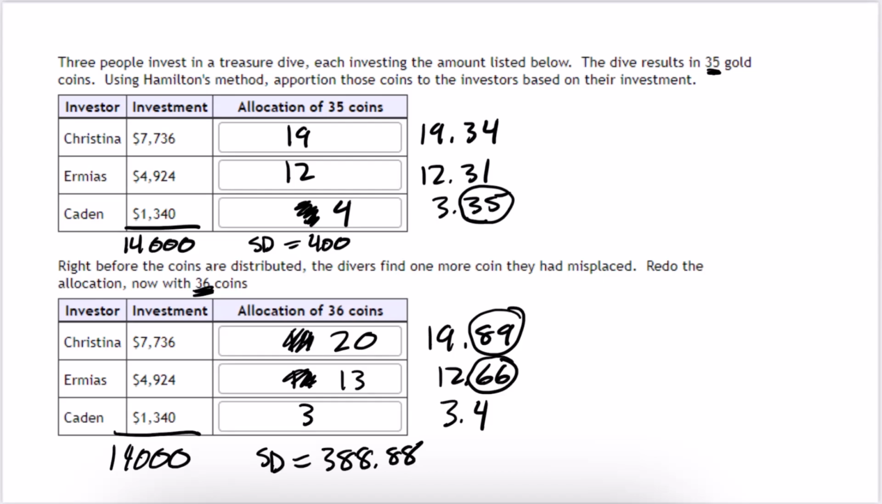This situation illustrates the Alabama paradox, because Caden started off getting 4 gold coins, but then after they found another coin, he actually ended up with fewer coins, which is a weird paradox that sometimes happens with Hamilton's method. Obviously the people in Alabama were not very happy about this because they lost a representative, and that was one of the things that contributed to deciding to switch the method to Jefferson's method.